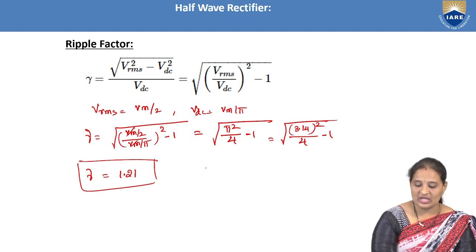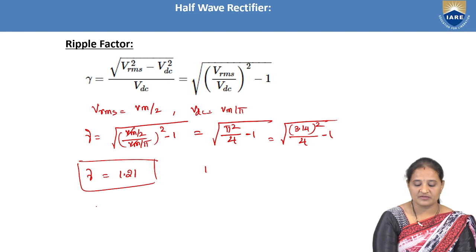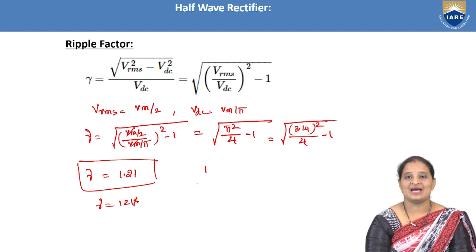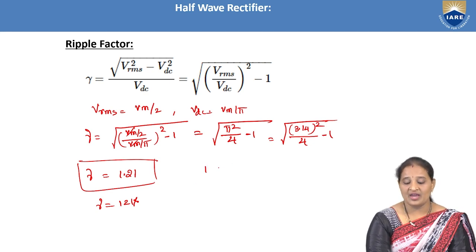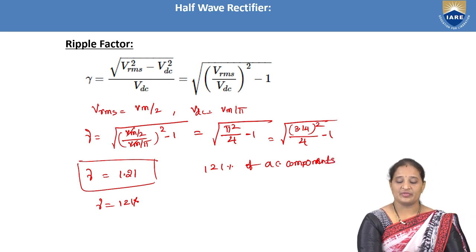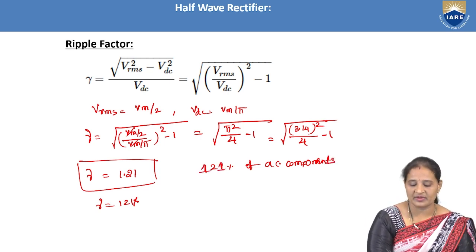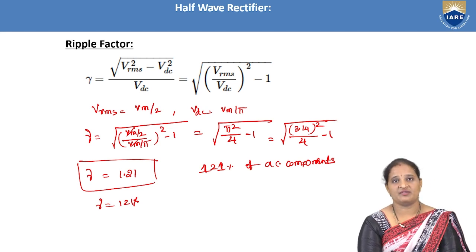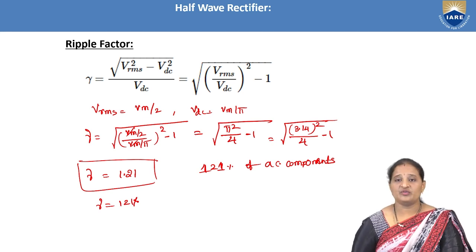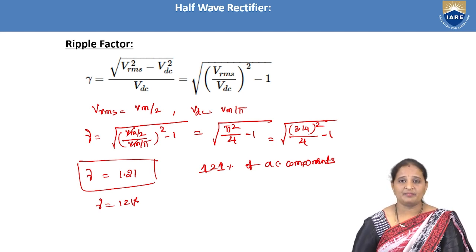If you calculate it in terms of percentage, that is 121%. So it indicates that in the output of the rectifier, 121% of AC components are present, or else we can also call them ripples. 121% of ripples are present in the output of the half wave rectifier when compared to the DC. So this is the ripple factor, which is very high. For better performance, the ripple factor must be very low.